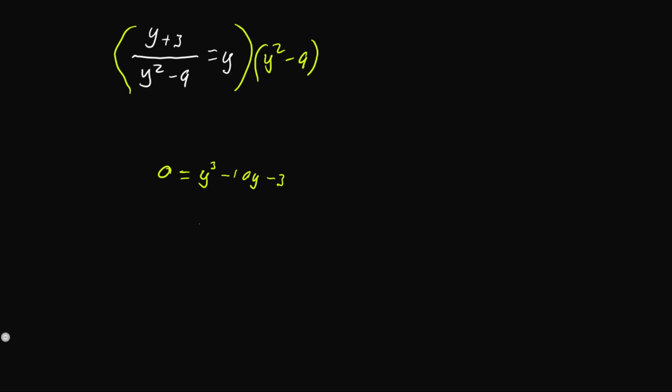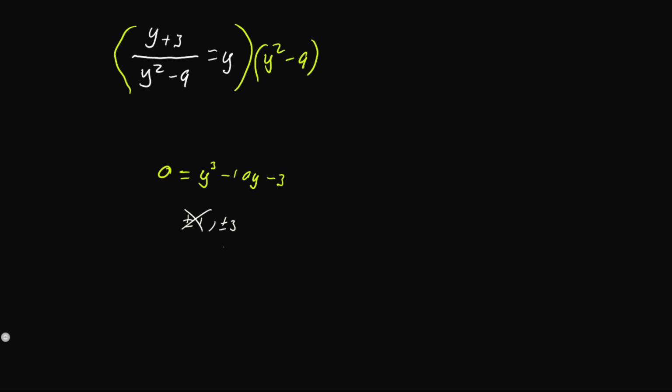We have possible solutions of 1 and plus or minus 3. But we can see that 1 and negative 1 don't satisfy this equation, so we're just going to cross that out because we have 1 minus 10 minus 3, which is not 0. We then will get a solution for 3 and negative 3. So let's see. We're looking at positive 3, so that is going to be 27 minus 30 minus 3. So we see that positive 3 is not a solution.